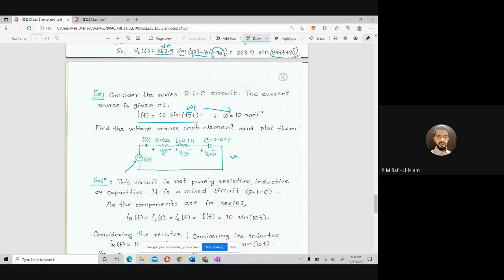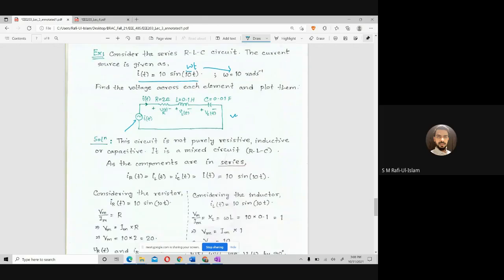In a series circuit, we all know the current remains the same, right? Does current change in a series circuit? No, sir. Current does not change. Okay, thank you so much for your response. In a parallel circuit, voltage doesn't change. We all know that.